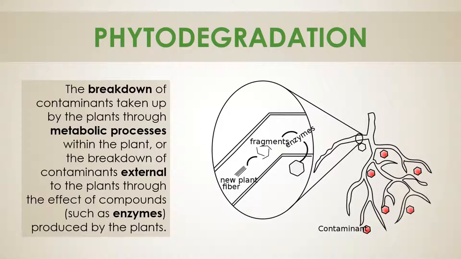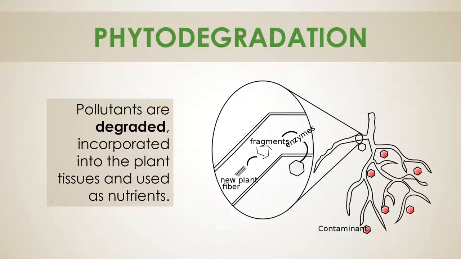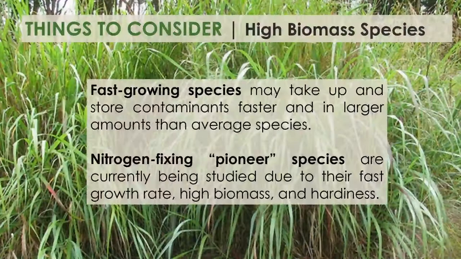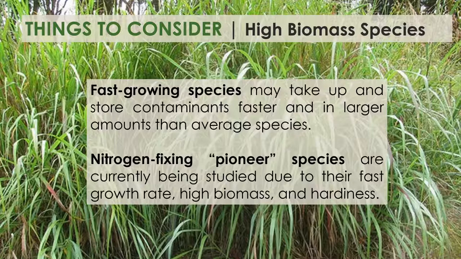So it's very similar to what I talked about earlier, where the microorganisms are breaking down the contaminant, but this refers to the plant itself breaking down the contaminants. The pollutants are degraded and incorporated into plant tissue and used by the plants as nutrients. So when we're trying to employ this type of technique, we want to choose species that have a high biomass. So fast-growing species that are going to take up and store a lot more contaminants during the growing season than a species that doesn't produce very much biomass. Also, nitrogen-fixing pioneer species are currently being studied due to their fast growth rate, high.